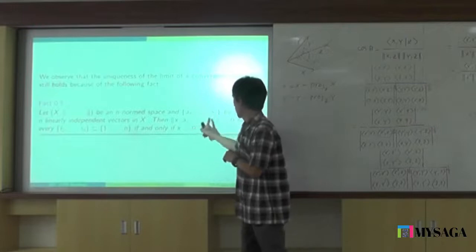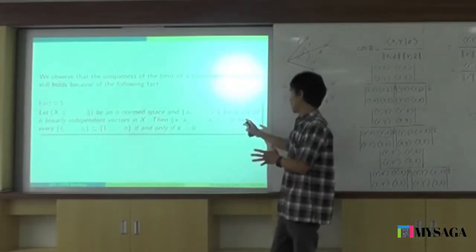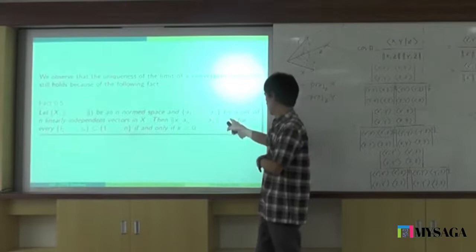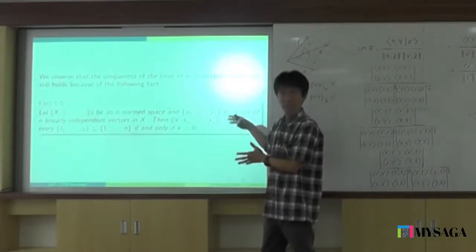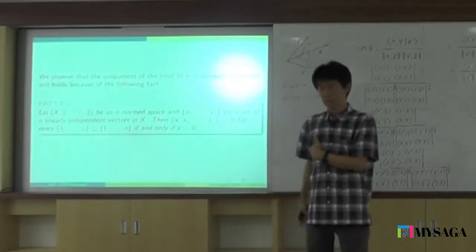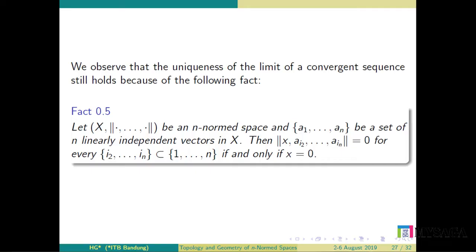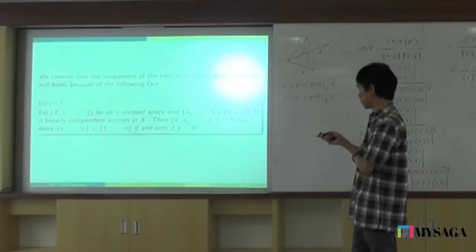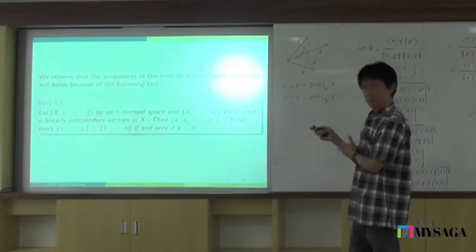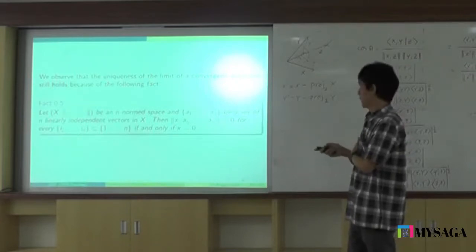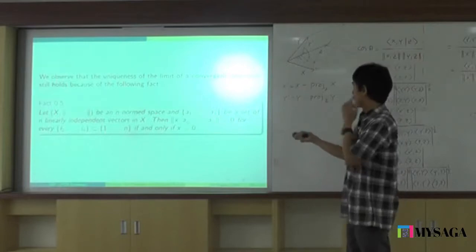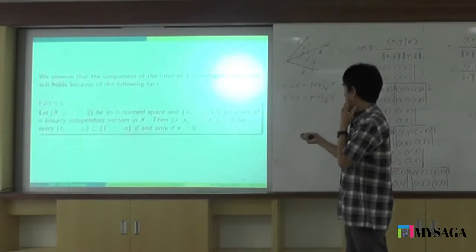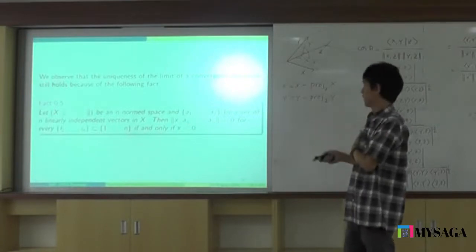So if x is not 0, then this must not be equal to 0. Okay, so I talk about the converse of this implication. So that's a nice fact about this condition being 0. Okay.